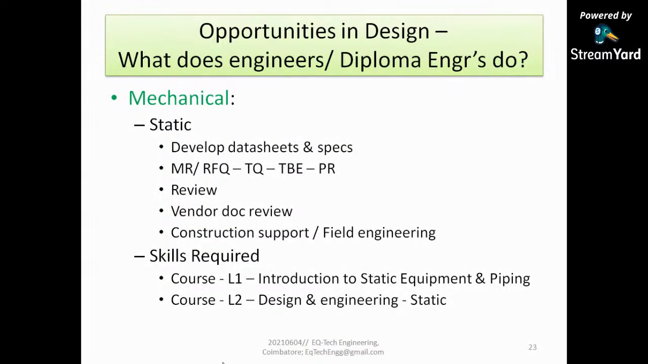Then static is also the same as rotary or piping. They'll be developing data sheets, specifications, participating in reviews, vendor document review, and construction support. There are separate skills required. If anyone wants to improve their skills, please talk to us for the detailed process.